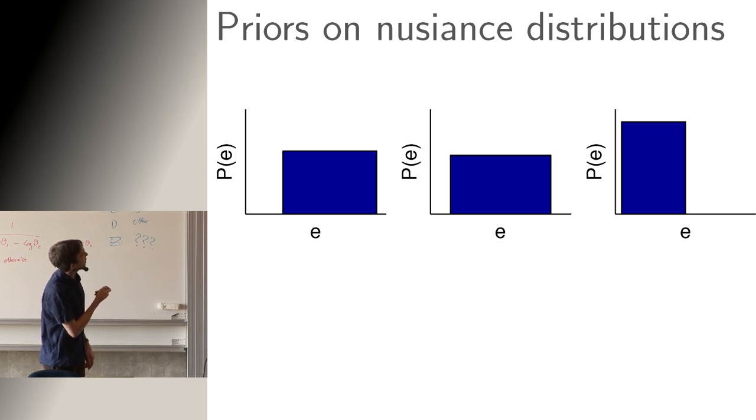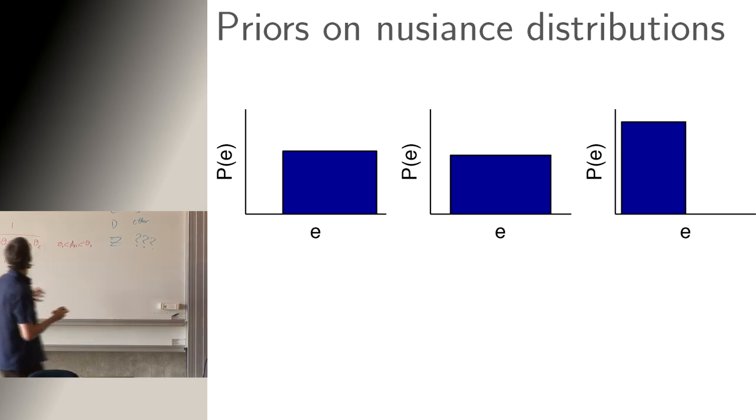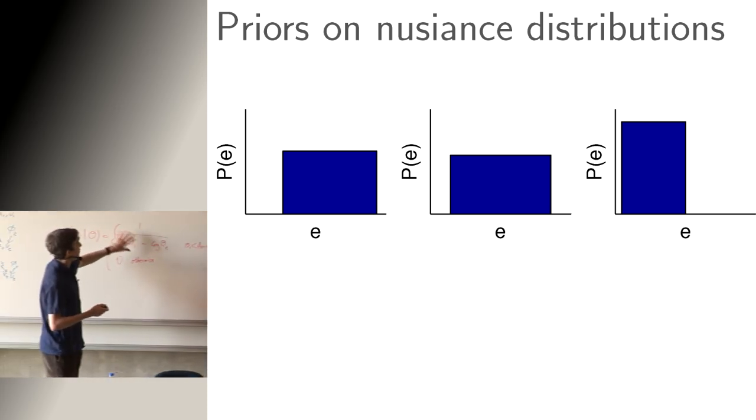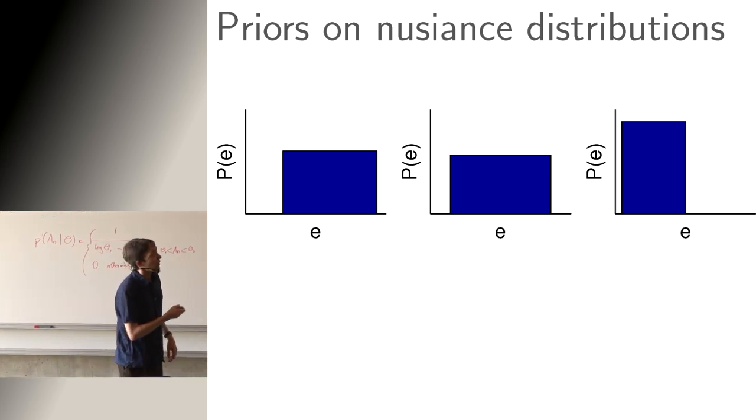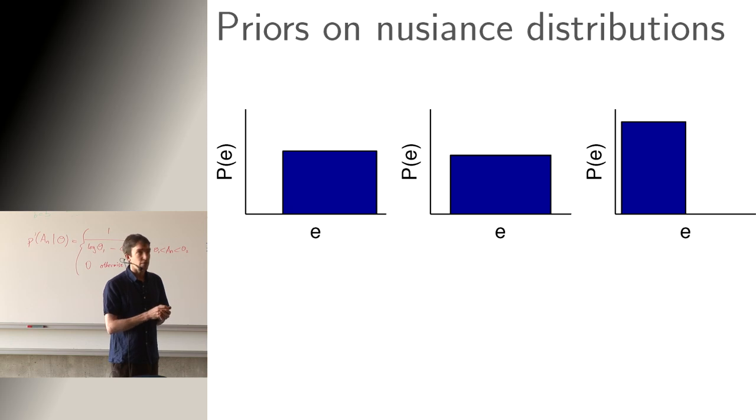It could be uniform over this range. It could be uniform over a different range. It could be a taller, skinnier uniform distribution over a different range. We don't know. So we have this prior that says you have a distribution of this form. It's uniform, but we don't know the bounds of the uniform distribution. And that was the prior we used to get the figure.